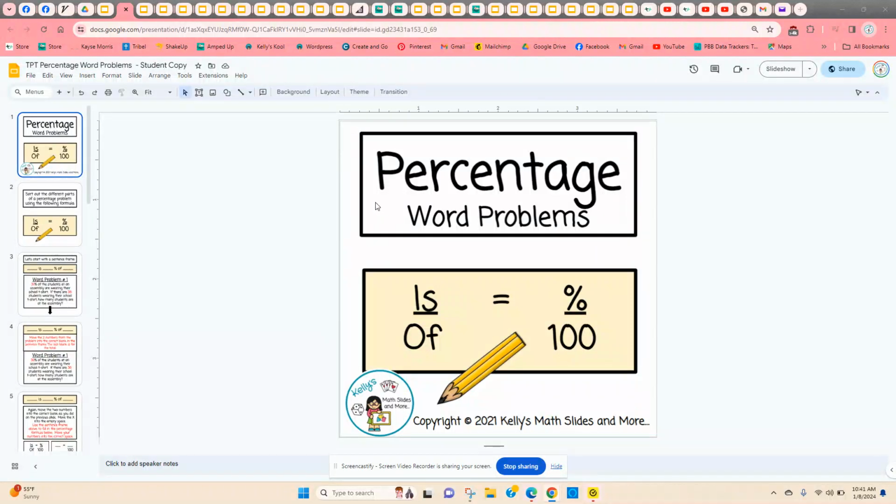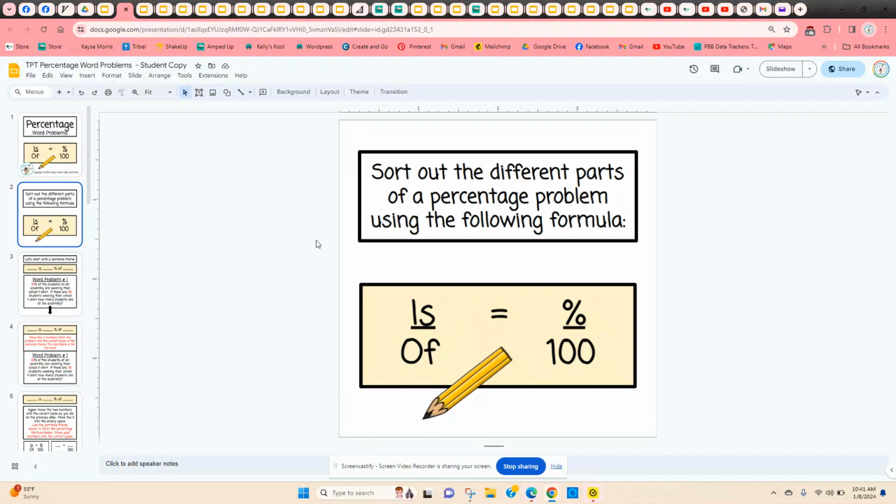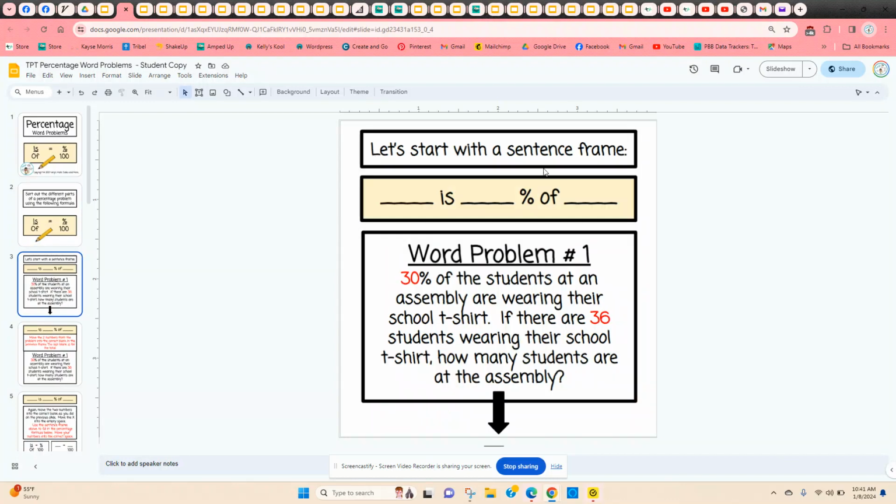Percentage word problems. This is a digital lesson and it shows students how to sort out the different parts of a percentage problem. And we use this formula in order to solve. I always start my students with a sentence frame, so this makes it much easier to sort out those different numbers. And in this word problem, you can read this to the students, and the numbers are in red. Those show the students the two numbers they're going to need to place in the sentence frame.